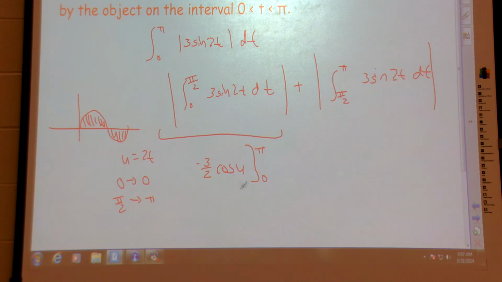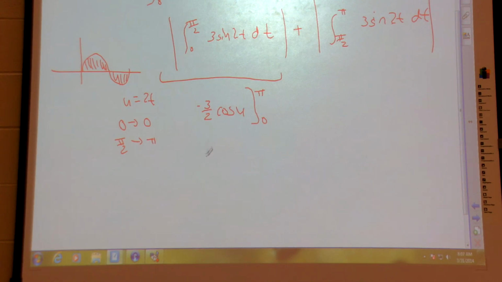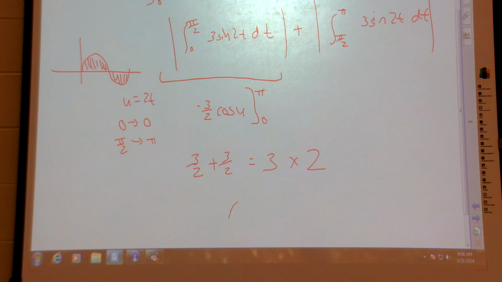When I plug in pi, what is cosine of pi? -1. So I end up with positive 3/2. And when I plug in 0, I get 1. So I get minus 3/2. So 3/2 plus 3/2 is? 6/2, which is 3. I heard a few 6/2 in there. Now that's just this piece, correct? And I'm going to, I bet you, 6 meters.